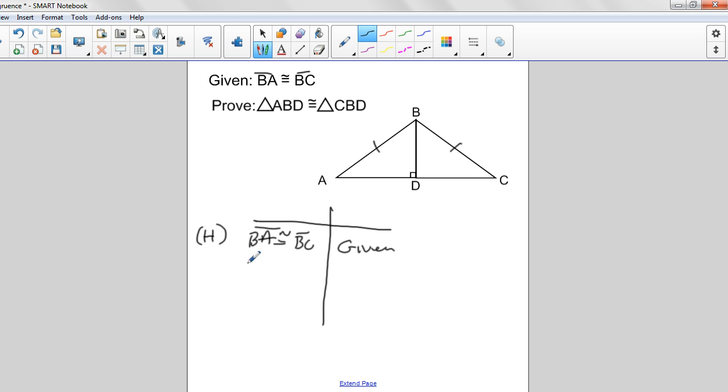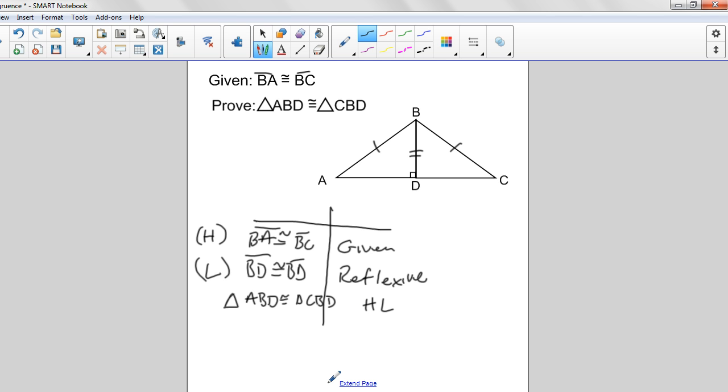But what we do know is that BD is congruent to itself, BD. And as most of you should have recognized by now, this is the reflexive property. And so that is a leg. It's the side that touches the right angle. So this is congruent to itself. We've got a hypotenuse, we've got a leg, we've got enough information to say that triangle ABD is congruent to the other triangle CBD. And the reason is hypotenuse leg. That's it. So in these you only need to prove two parts, the hypotenuse and a leg, and you're done.